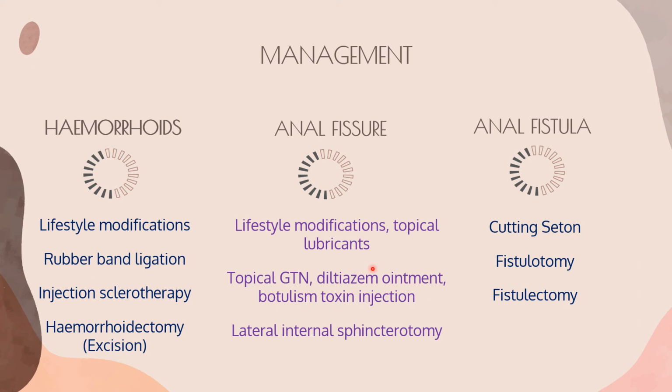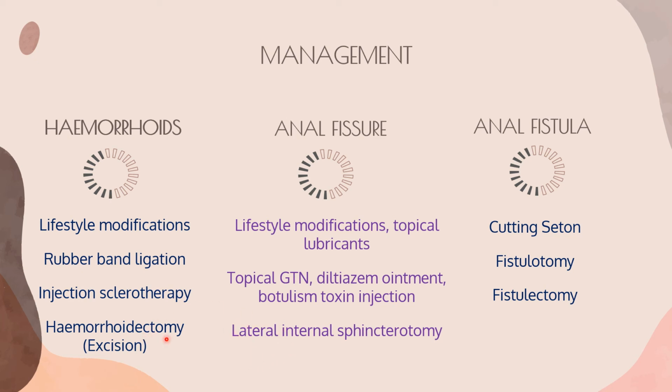Medical management is used for chronic anal fissure: topical glyceryl trinitrate, diltiazem ointment, botulinum toxin injection. They will increase local blood flow in the anal canal and reduce pressure in the internal anal sphincter, which may further facilitate healing. However, warn the patient that GTN ointment may cause throbbing headaches and may drop their blood pressure.